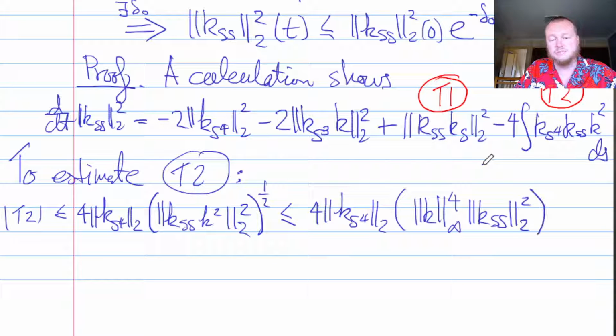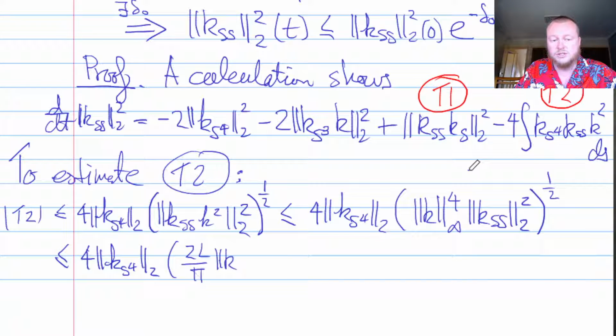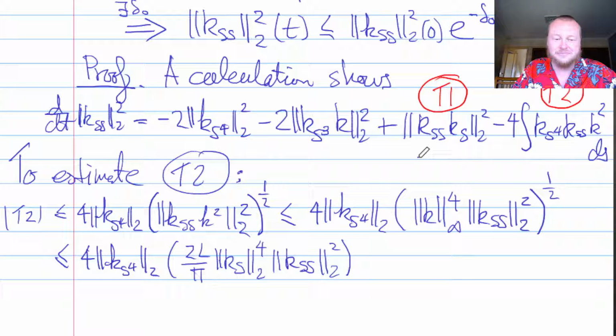Okay, that's just taking something out in a supremum, it's easy. Now what we do is we apply the Poincare inequality to k. The L infinity version is going to give us a constant of 2L over pi, but it's squared, so this would be, okay, this should be 4L squared over pi squared. I'm sure I'll fix it. I will fix it. Okay, and then you've got KSS in L2.